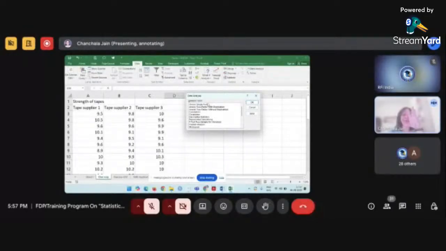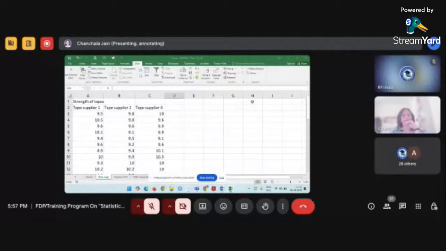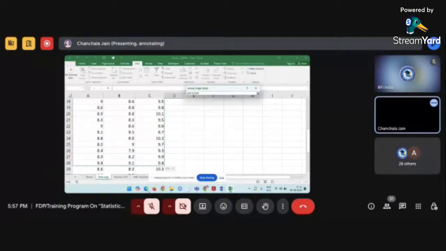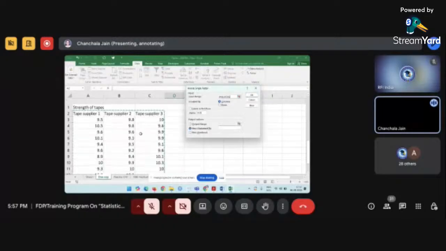Factor means independent variable. I already told you here we are having only one independent variable. That's why we will go with the single factor ANOVA. Here, select this, click on OK. So the dialog box will appear like this. You need to select the data. So I have selected my data, including the labels or headings of my columns. So my range is coming as A2:C32. I hope it is the same in your case also, because I think I have provided you the same sheet.